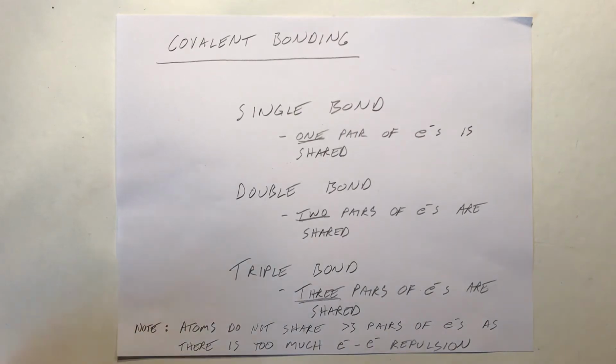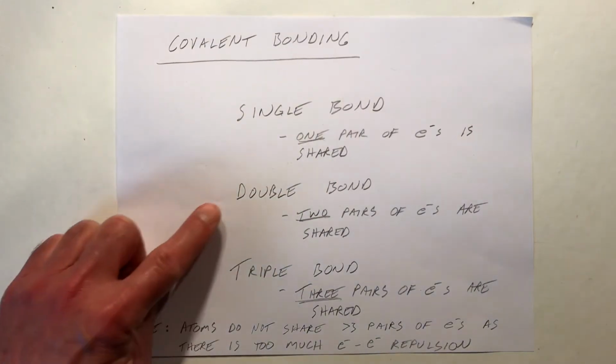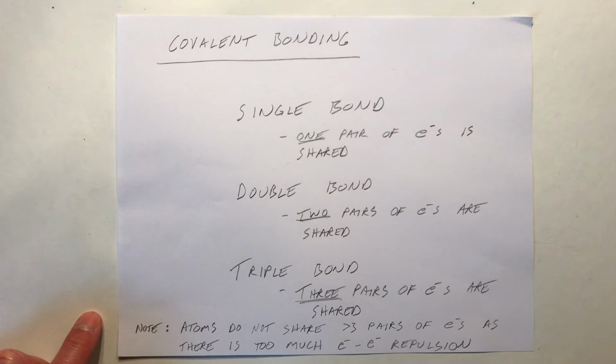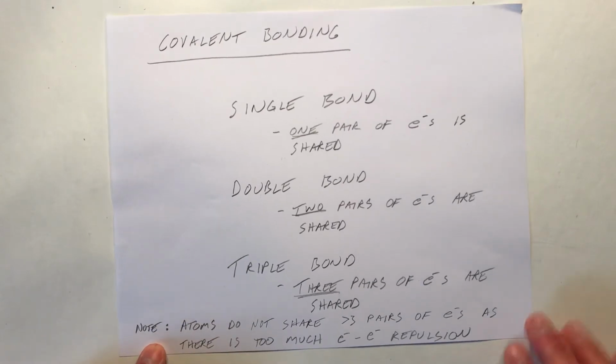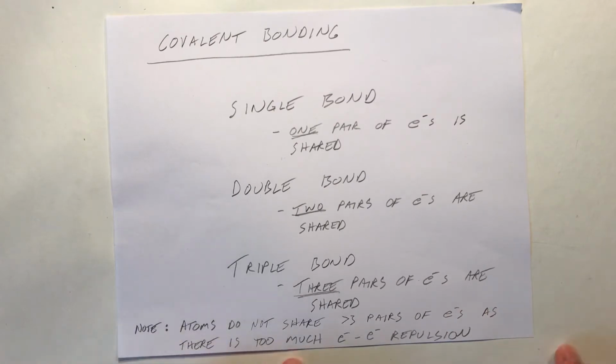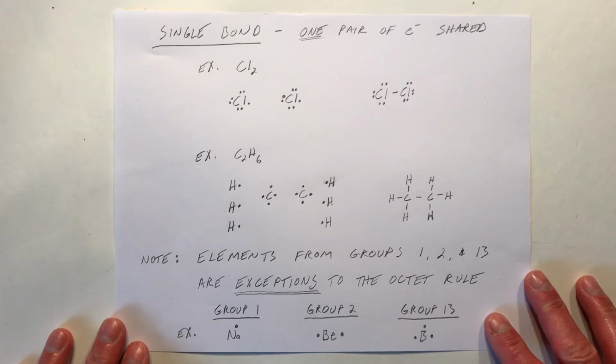All right, so covalent bonding can happen with a single bond where one pair of electrons is shared, with a double bond where two pairs of electrons are shared, or with a triple bond where three pairs of electrons are shared. You should take note that atoms do not share greater than 3 pairs of electrons, as there's too much electron-electron repulsion when we have all those electrons between the two nuclei. Remember, electrons are all negative and they do repel each other. So while the positive nuclei are pulling on the electrons, the electrons are repelling each other.